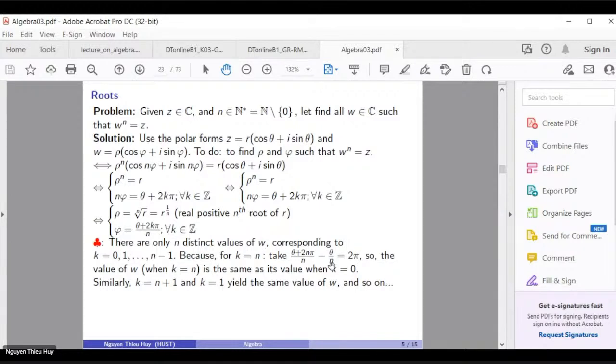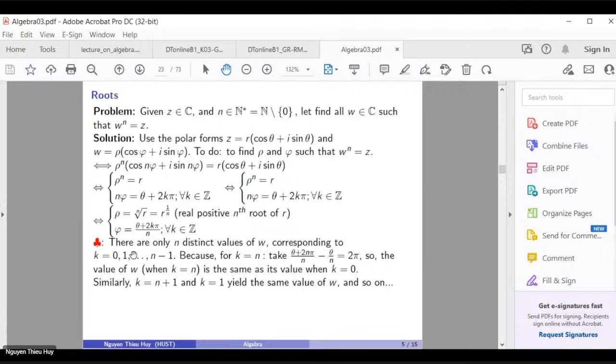Of course, here the modulus is already the same. Similarly, if you run one more step, so k equals n plus 1, and we compare with k equals 1, then these are two values of w that are again the same. So we can simply say that k equals n plus 1 and k equals 1 give the same value of w, because the difference is again 2 pi, and so on.